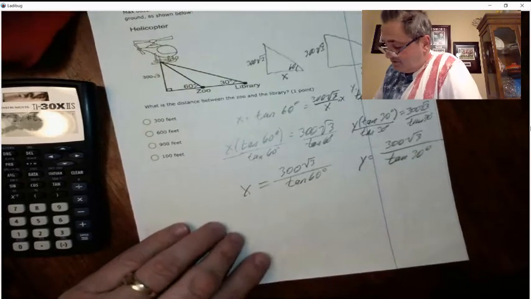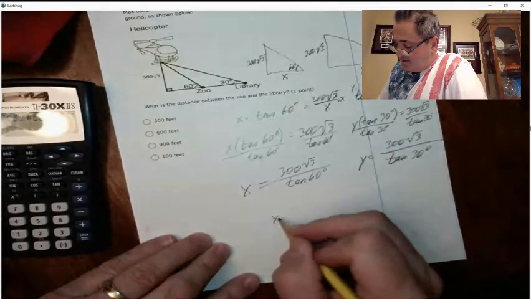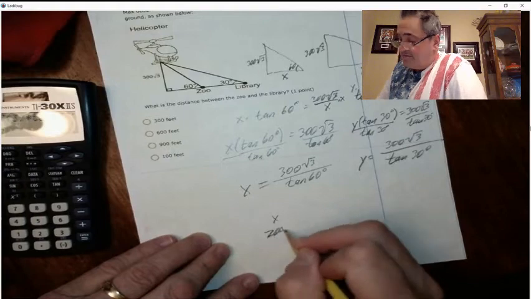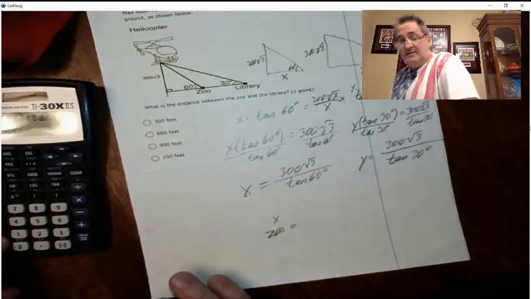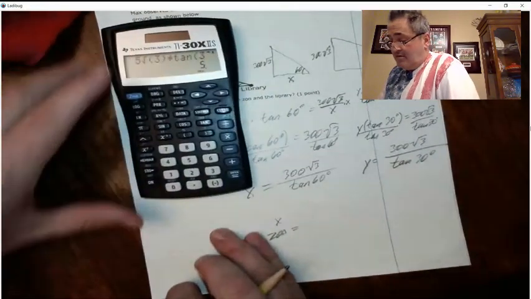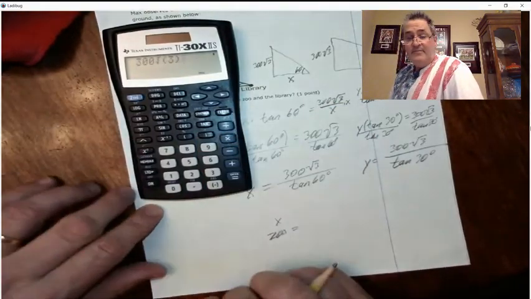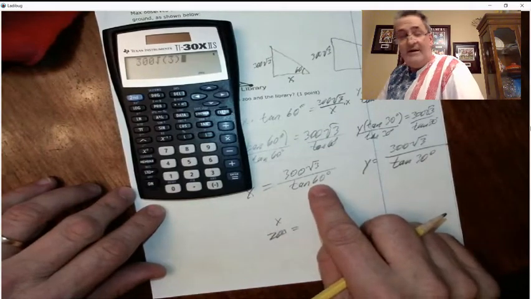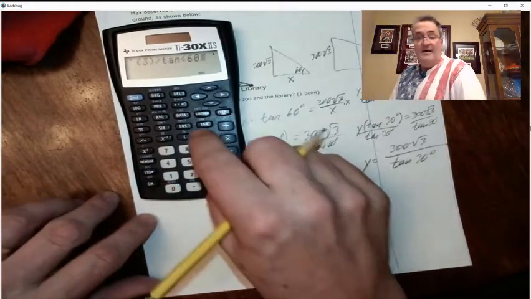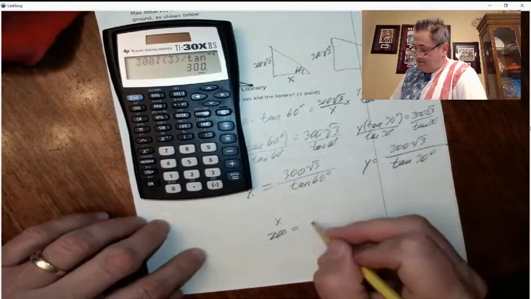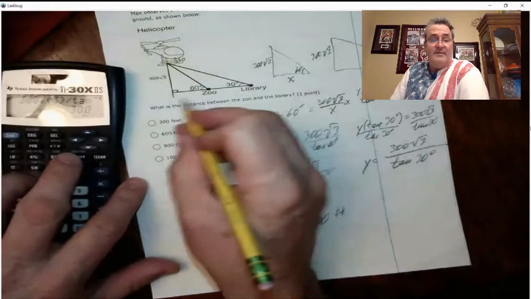Let's put that in some real numbers. x was our small one. x is going to be the zoo. So let's say the zoo is how far from the helicopter, because that's from this point right here, straight down from the helicopter. The zoo is 300 times the square root of 3 divided by, this time, the tangent of 60. That is exactly 300. Talking about feet, 300 feet. That's how far the zoo is from the helicopter, 300 feet.